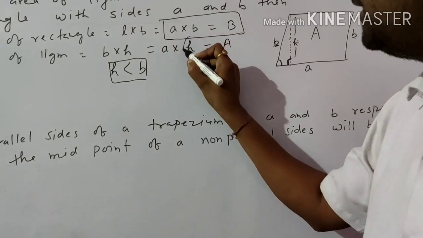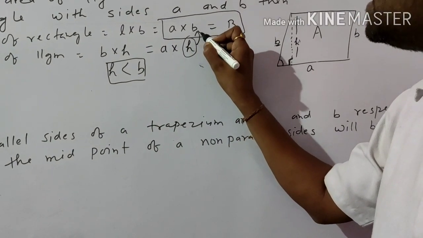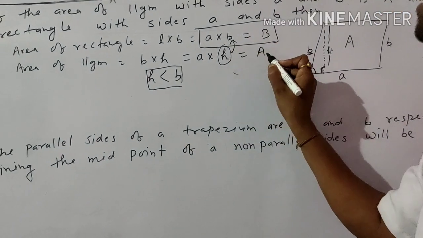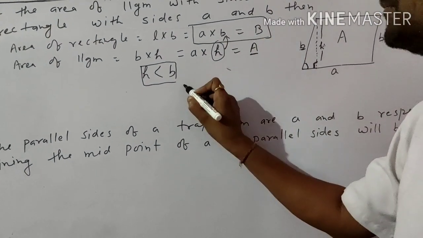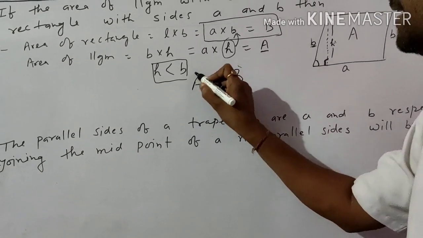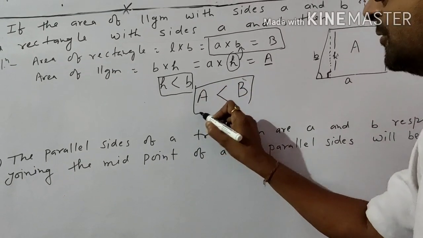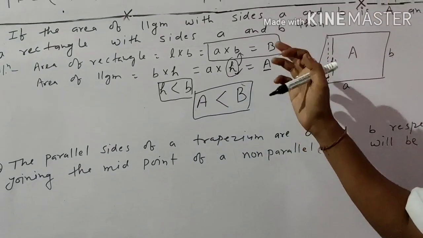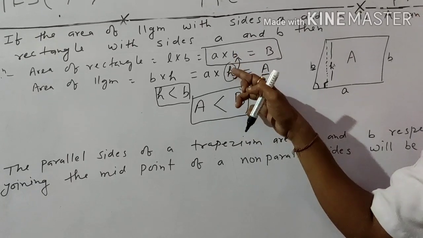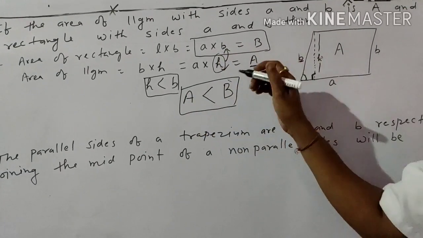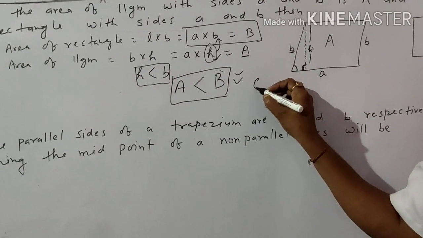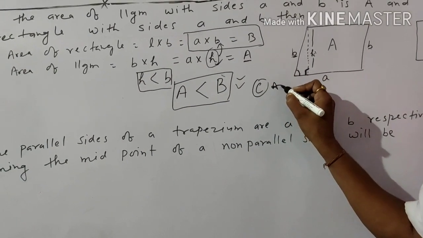So this value is less than this value. That means A is less than B. So here the relation is A is less than B due to height. If suppose both are same, then A is equal to B. But here the relation is A is less than B. So option C is right. Okay, student.